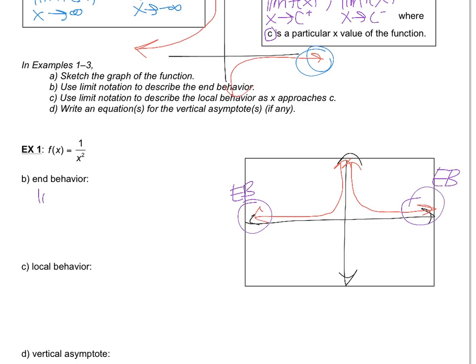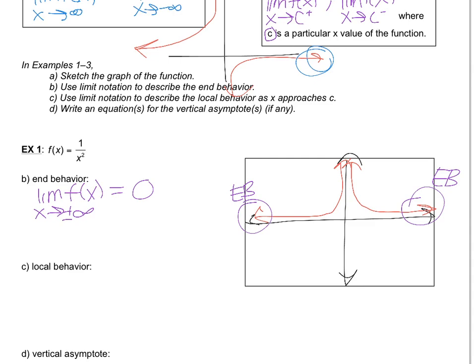So the limit of our function f of x as x approaches infinity. If we look as x approaches infinity, our function value looks like it's getting closer and closer to 0. If you graph it yourself, you can see that yes, it is getting closer to 0. And we also see that it's getting closer to 0 as x approaches negative infinity as well. So we can write plus or minus infinity, and it equals 0 for both of those. That is our description of end behavior using limit notation.